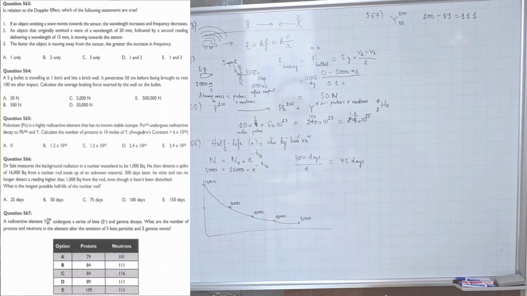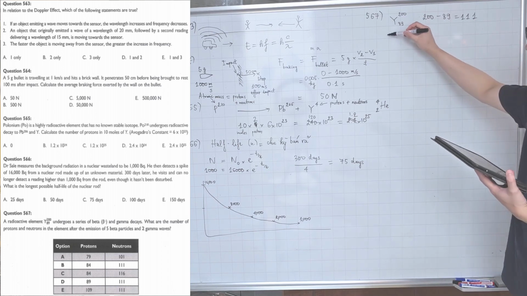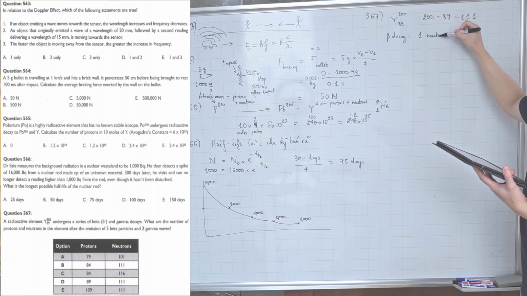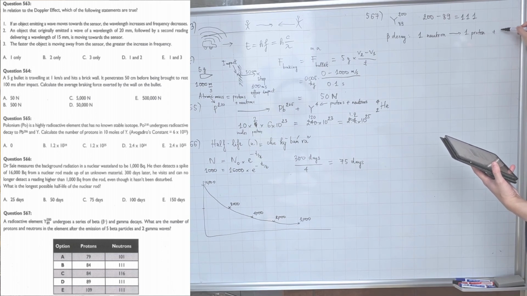In beta decay, a neutron is transformed into a proton and an electron is released. Oh, this is new, I never knew it, really. So they say in beta decay, one neutron is turned into one proton plus one electron. I see. That's what they mean.